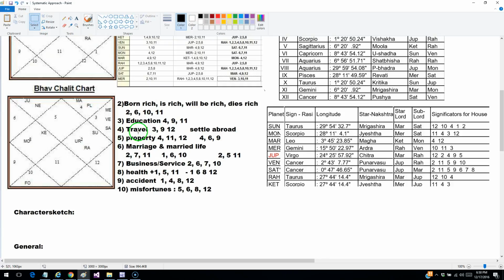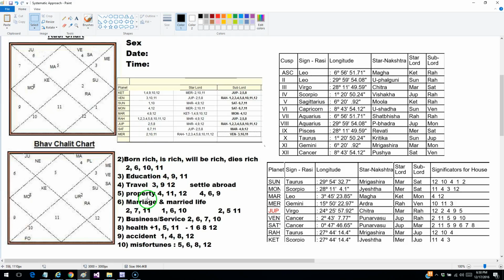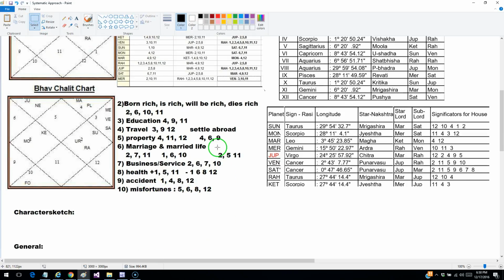Then the questions are about travel, property, married life, and then business or service, health, accident, misfortunes. Might have missed out a couple: childbirth, I guess I missed out childbirth, or the span of life. So these are some of the basic questions.